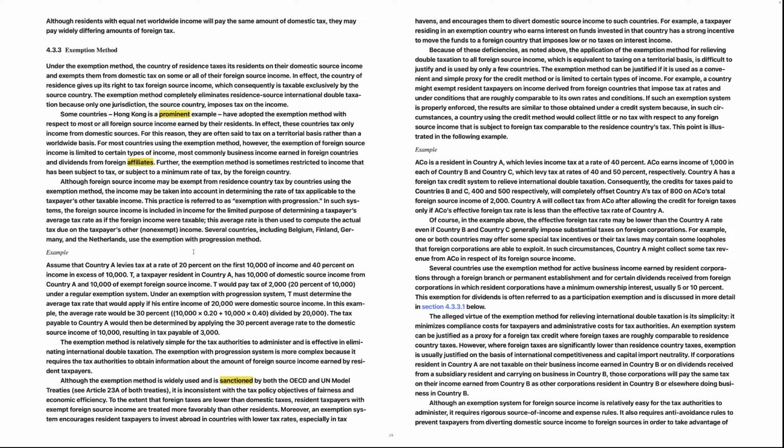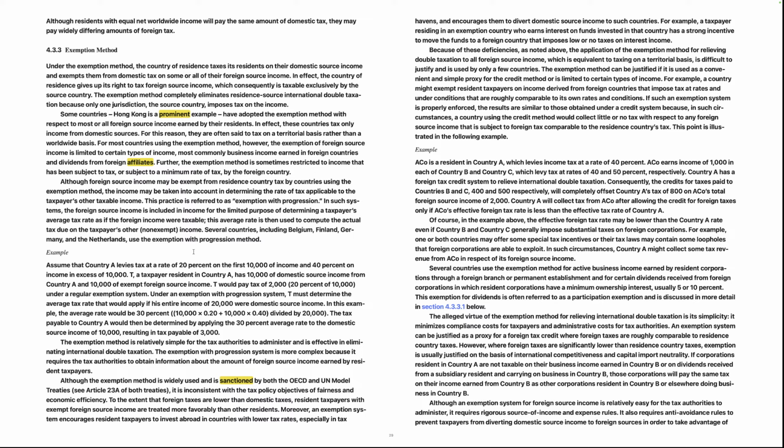Because of these deficiencies, as noted above, the application of the exemption method for relieving double taxation to all foreign source income, which is equivalent to taxing on a territory basis, is difficult to justify and is used by only a few countries. The exemption method can be justified if it is used as a convenient and simple proxy for the credit method, or is limited to certain types of income.